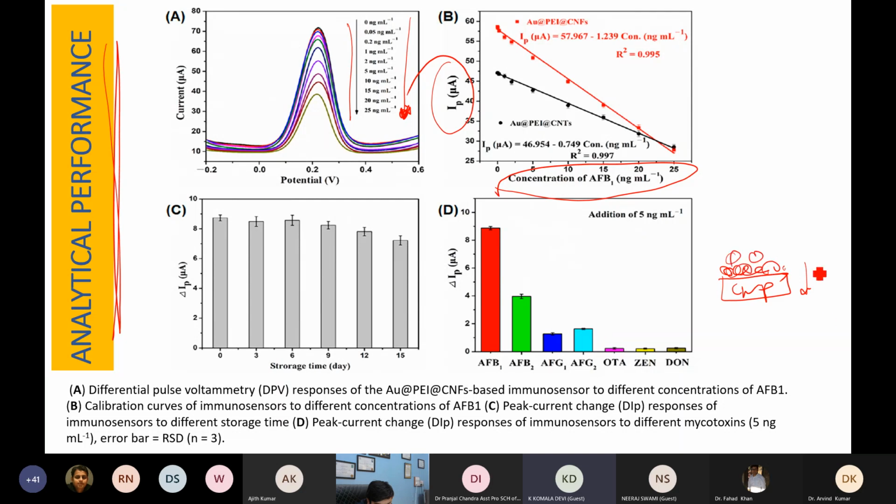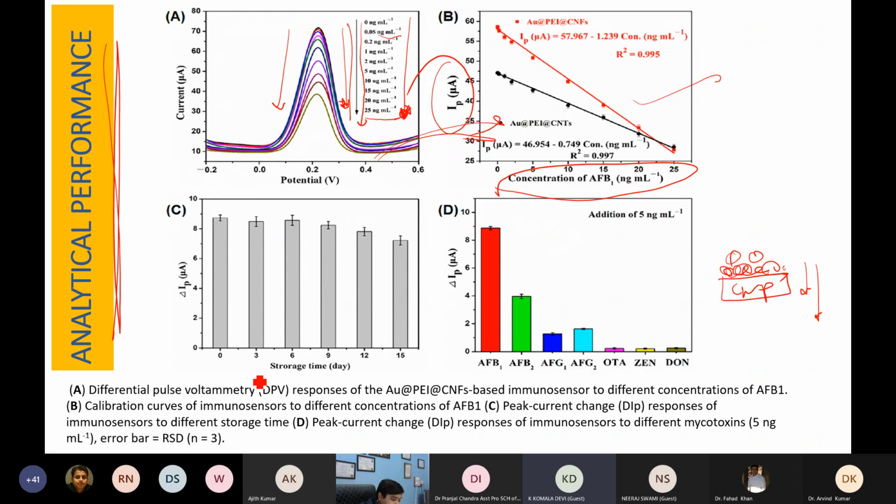When there is more binding, there is more drop in the current. You see the drop in the current with the increase in the concentration from 0.05 nanogram per ml to 25 nanogram per ml. The current is decreasing. Okay, so that's the plot. According to this data, the plot is coming.